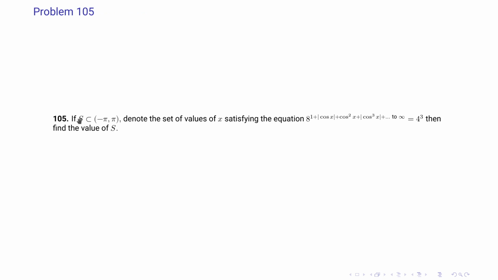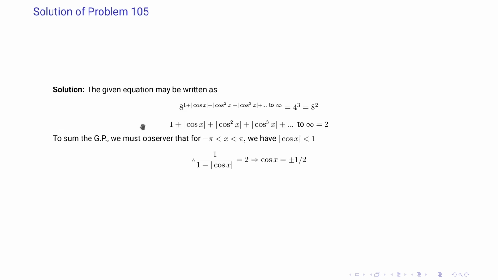Problem number 105 says that if S is a subset of values between minus pi and pi, it denotes the set of values of x satisfying this equation: 8 to the power 1 plus cos x plus cos square x plus cos cube x up to infinity is equal to 4 to the power 3, then find the values of x. So similar to the previous problem, we can rewrite 4 cube as 8 square, and we convert everything to mod form. So we will have here power of 8 is 2, so the sum would be 2. So 1 by 1 minus mod of cos x is equal to 2, which gives cos x as plus minus 1 by 2.